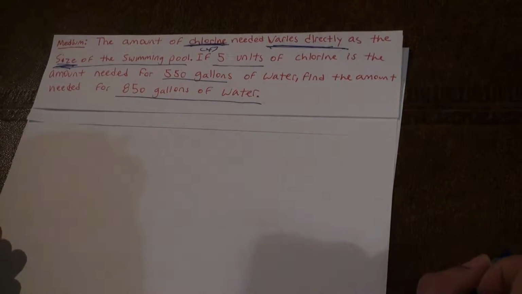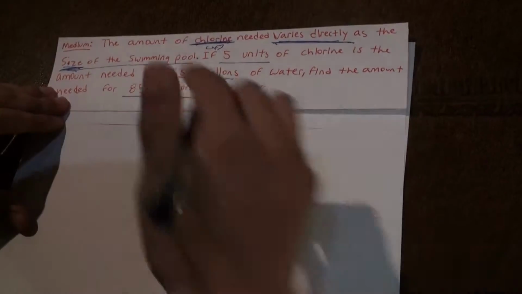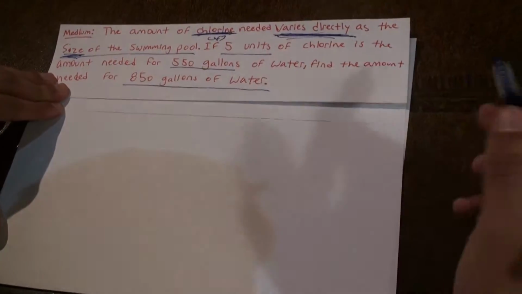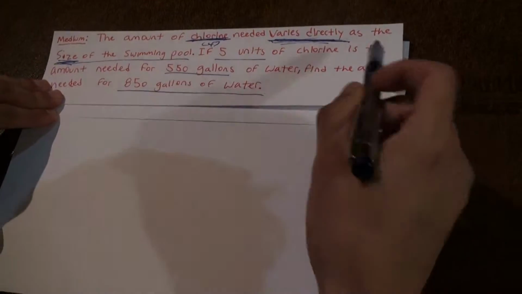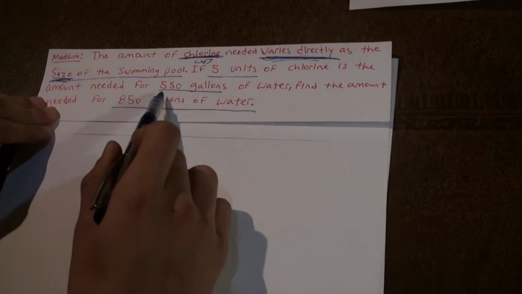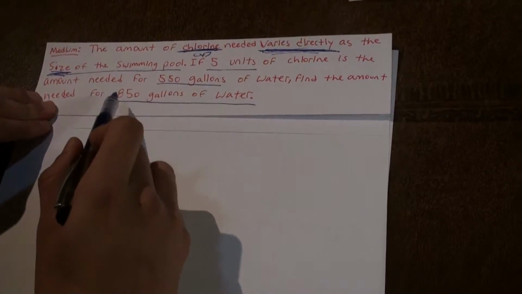All right, and here's a medium direct variation problem. The amount of chlorine needed varies directly. That's your indication that it's a direct variation problem. As the size of the swimming pool, if 5 units of chlorine is the amount needed for 550 gallons of water, find the amount needed for 850 gallons of water.